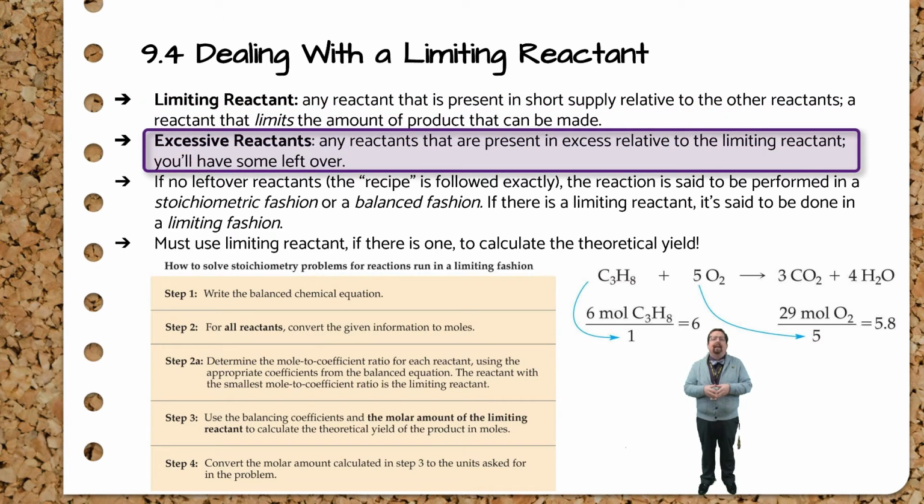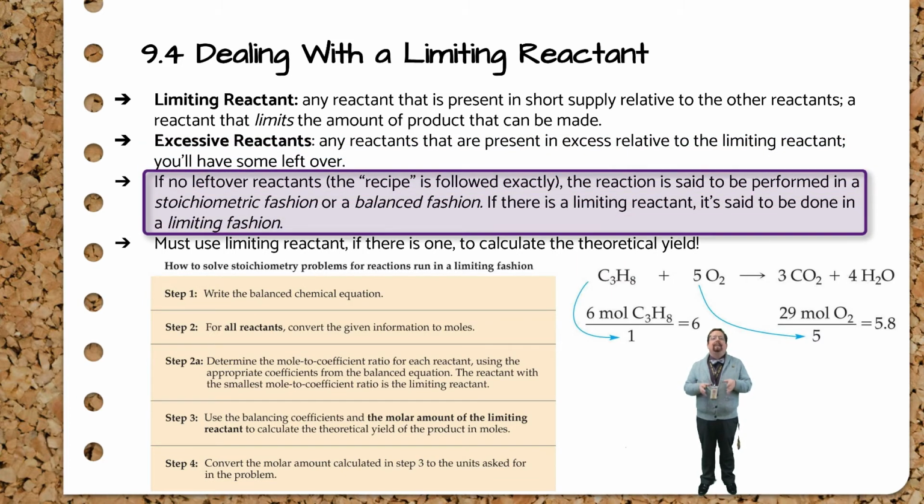Any reactants that have more than enough compared to the limiting reactant are considered excessive reactants, and they won't get all used up in the reaction. We'll have leftovers. If we don't have any limiting reactants because we managed to use the exact correct amounts of reactants, the reaction is said to be performed in a stoichiometric or balanced fashion. When there is a limiting reactant, we say it was performed in a limiting fashion.